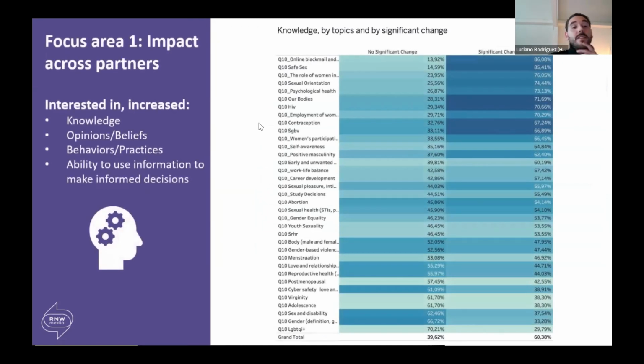And then here comes the complex data, which was really a challenge for us to visualize. And this is, as you see here in the top, to what extent did you change your knowledge? And this is across all topics that our partners create content on. So here, I wanted to see what content performed best. So again, by significant change in the top right column, you see that, for example, safe sex, the role of women, sexual orientation, HIV, all these topics perform very well.